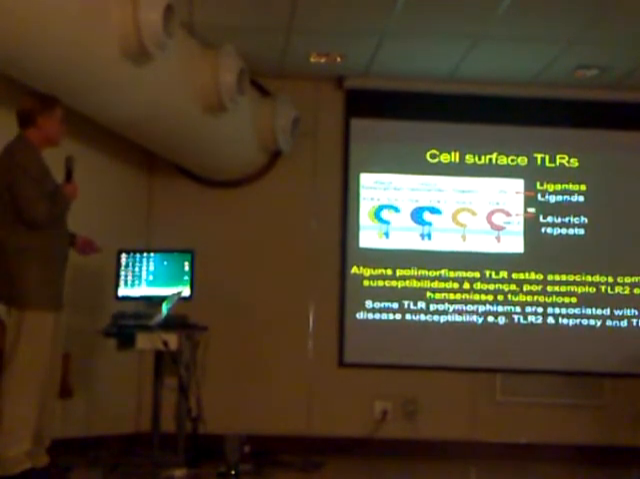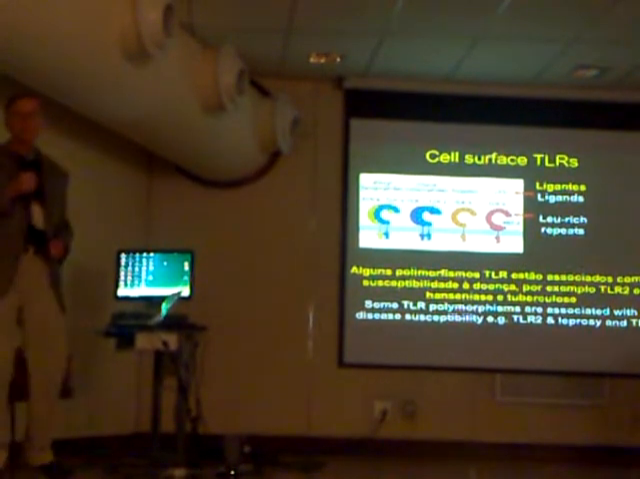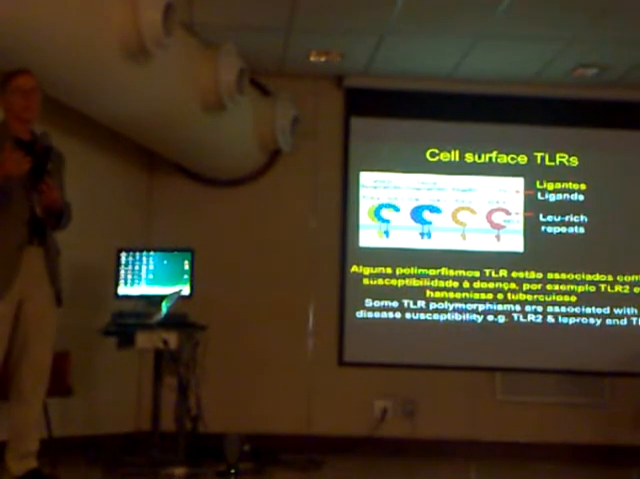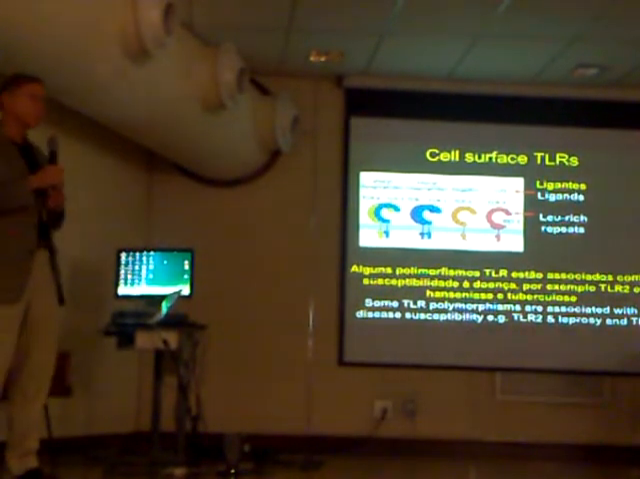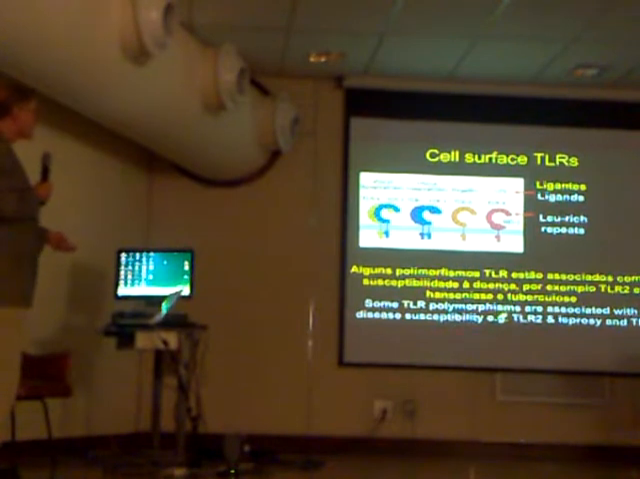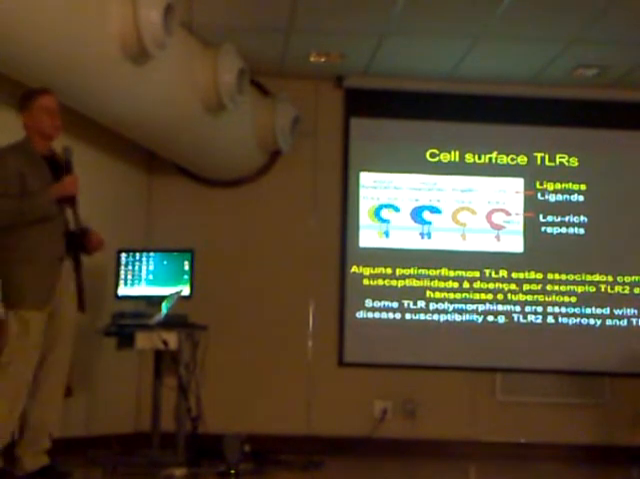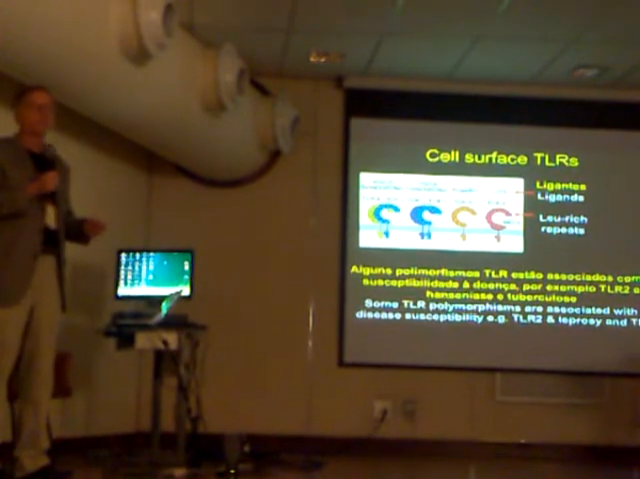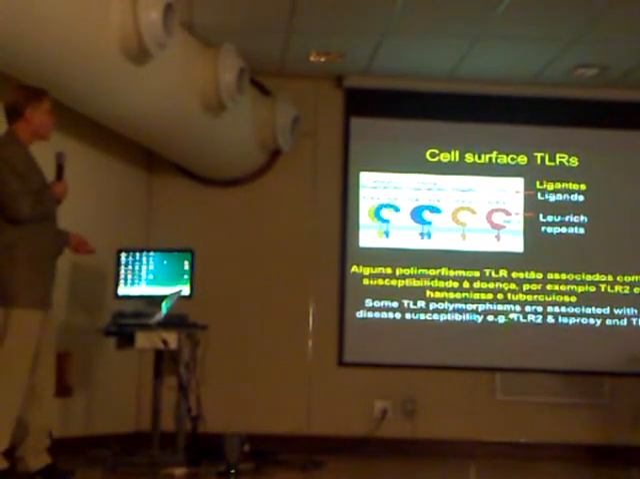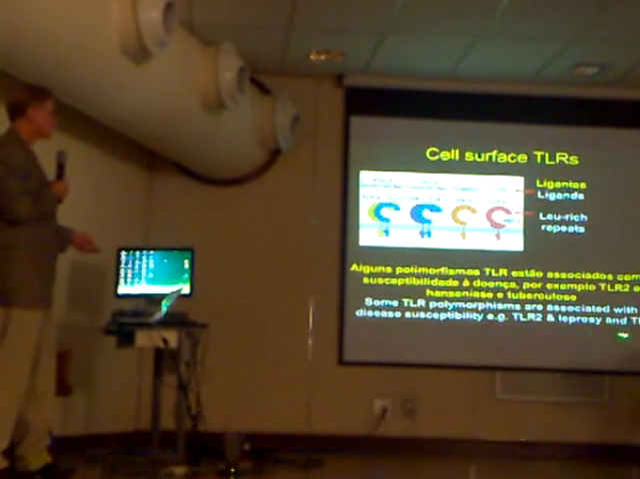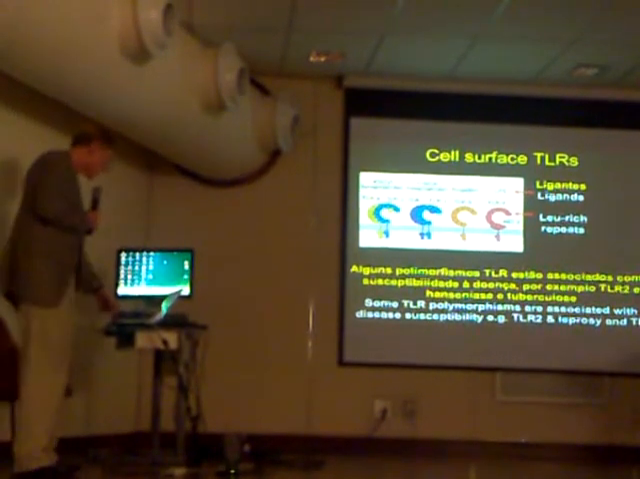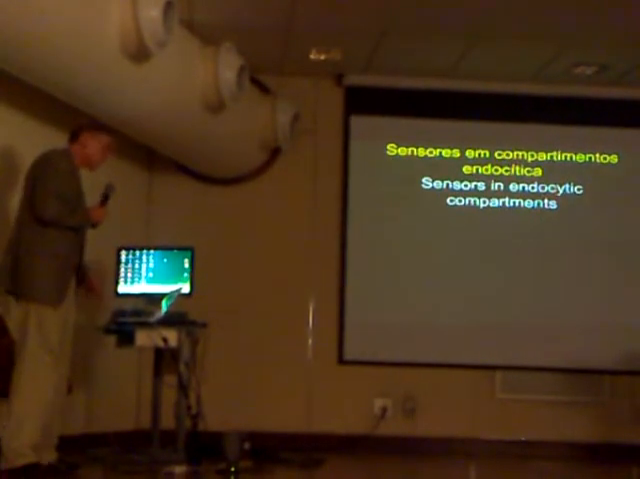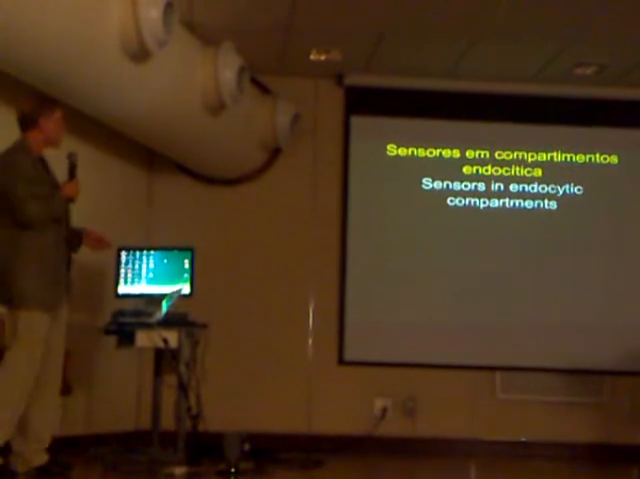Now, these are important. In the human population, it turns out there are polymorphisms in various of these toll-like receptors. So the sequences differ between individuals. And one of the things that's been emerging over the last many years is that those differences are actually important because they can predispose you to certain diseases. So for example, there are polymorphisms in TLR2 that lead to increased risk of infections or worse infections with leprosy and TB. So those are the cell surface receptors.